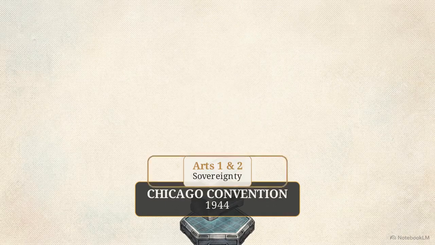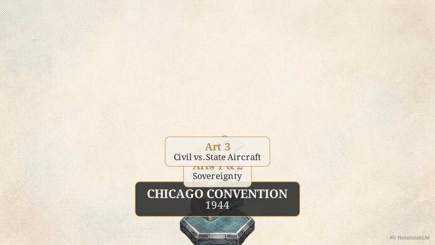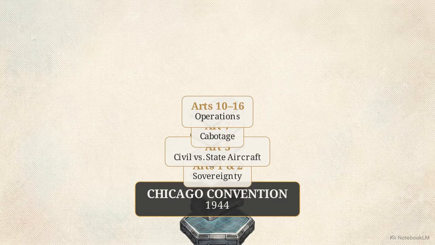The first block comprises Articles 1 and 2, which establish that every state has complete and exclusive sovereignty over the airspace above its territory. Article 3 specifies that the convention applies only to civil aircraft. State aircraft, such as military or police services, must obtain special authorization to fly over the territory of another state. Article 7 defines cabotage. This restricts foreign aircraft from carrying passengers or cargo between 2 points within the territory of another state for hire. Articles 10 through 16 handle daily operations, mandating that aircraft land at designated customs airports and ensuring that air regulations apply equally to all aircraft, regardless of nationality.